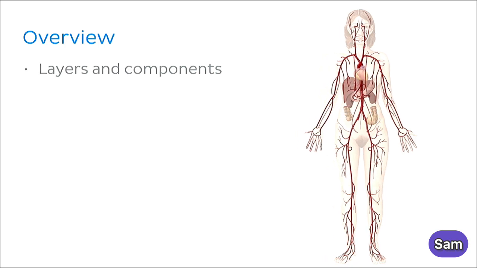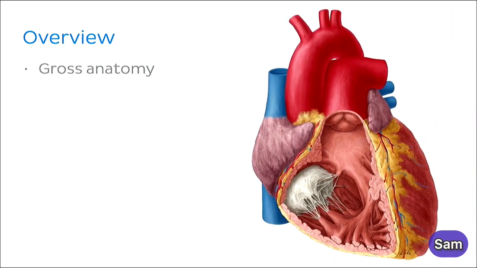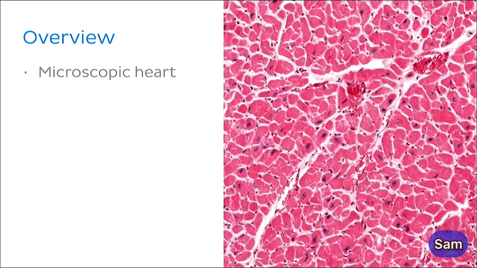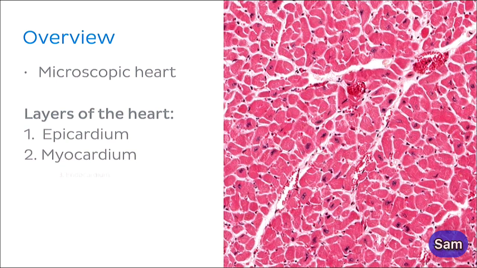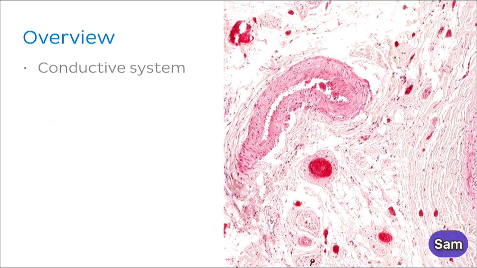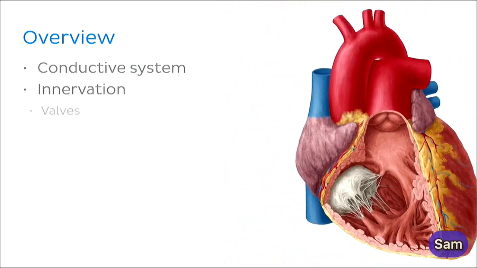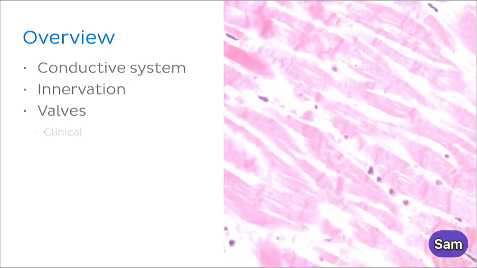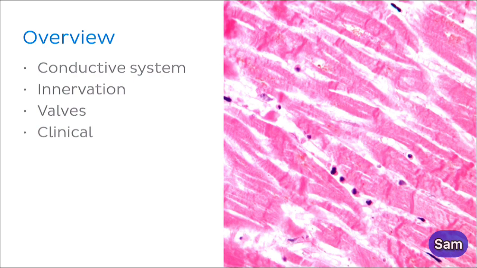To begin, we'll look at the heart on a larger scale to remind us of the gross anatomy of the heart, and this will include looking at the 4 chambers of the heart and the 4 heart valves. We'll then dive into the heart on a microscopic scale and look at its histological features. We'll start with the layers of the heart, including the epicardium, the myocardium, and the endocardium. We'll then look at features we can see related to the conductive system of the heart, as well as its autonomic innervation. Next, we'll look at the valves in more detail and identify the layers that make up those structures. And finally, we'll talk about a clinical scenario that can be studied using histological slides of heart tissue.